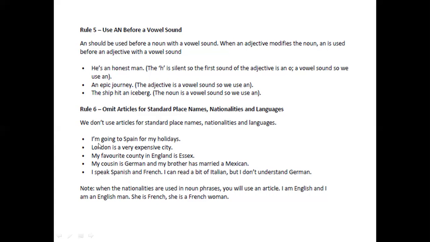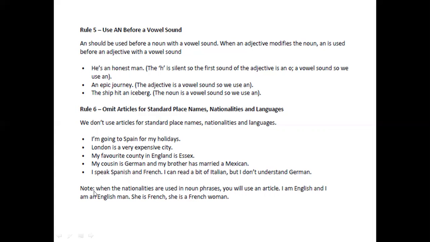For example, I am going to Spain for my holidays. London is a very expensive city. My favorite county in England is Essex. My cousin is German and my brother has married a Mexican. I speak Spanish and French. I can read a bit of Italian, but I don't understand German. So here we can omit articles.